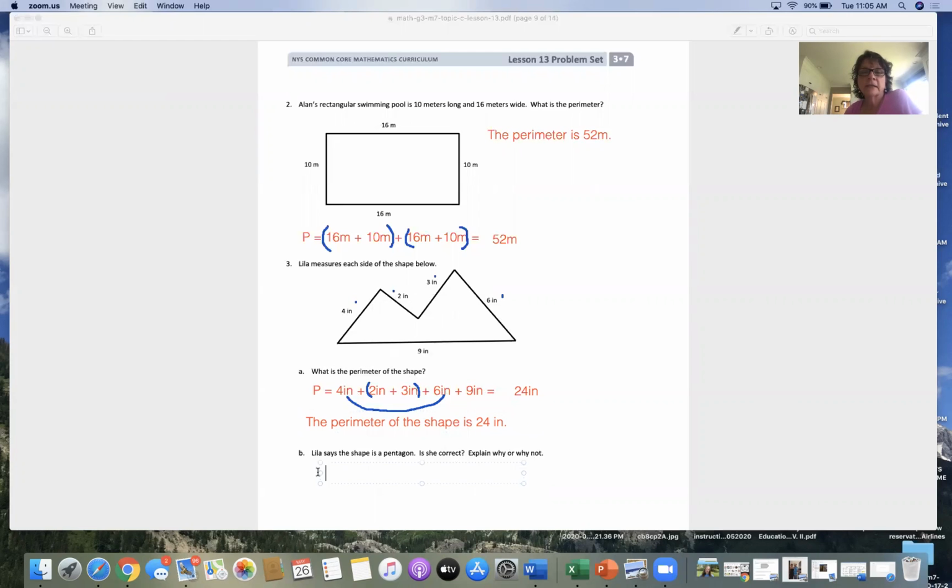So when I answer this question, is she correct? I will say, yes, she is correct. And it needs me to explain. And so I will write, I know because a pentagon has 5 sides and my shape has 5 sides. Now you can certainly write it in other words, but you just want to show that yes, it is a pentagon and explain how you know, knowing that pentagons have 5 sides.